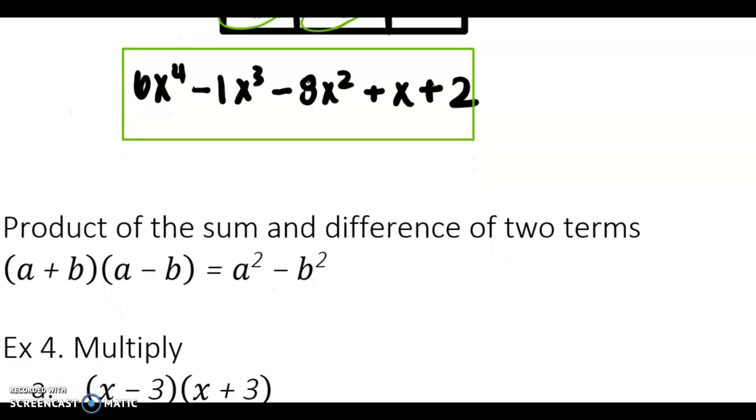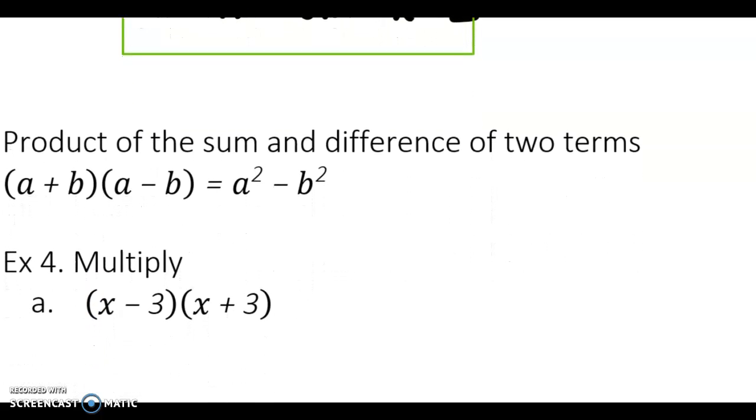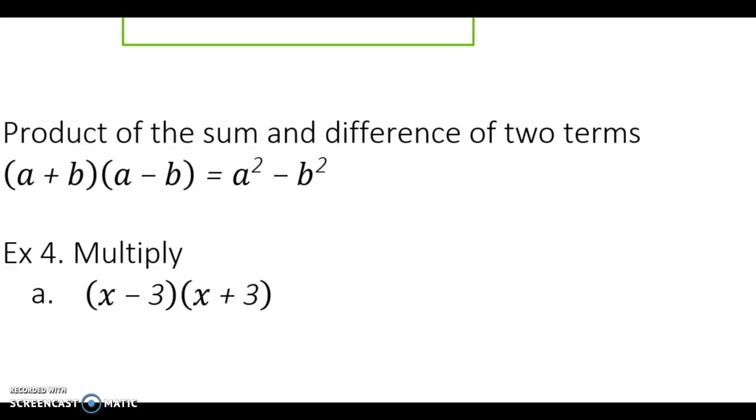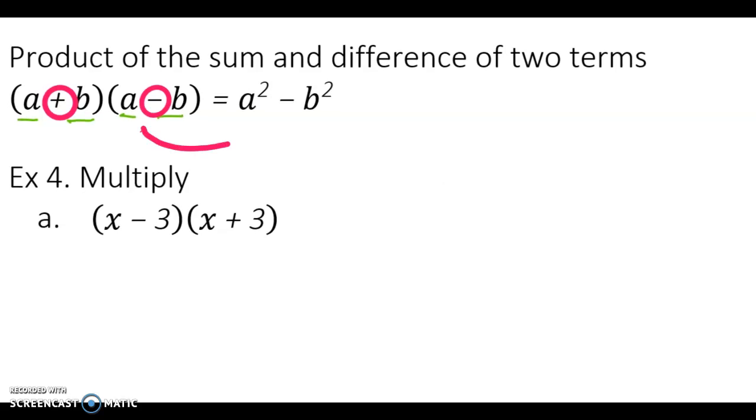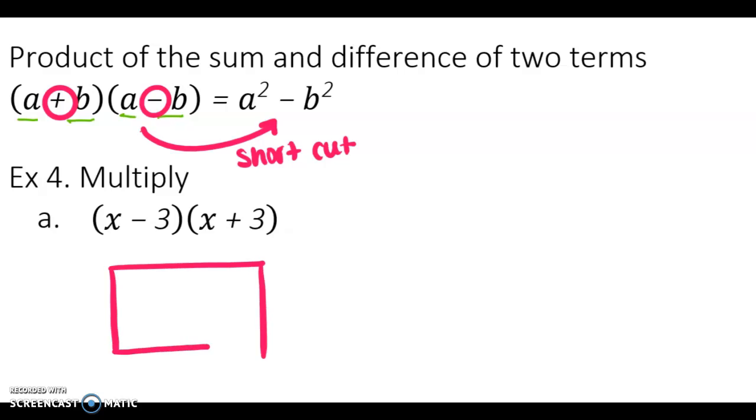And the last thing we're going to talk about is multiplying the sum or product of two terms. So if you notice here, you have A, B, B, and the only thing that's different between these is this is a positive and this is a negative. So we're going to go ahead, and this is the shortcut. Okay, so we're going to do this using the shortcut and using the box method. So let's go ahead and start off with the box. This is 2 by 2, so I'm going to need a 2 by 2 box.